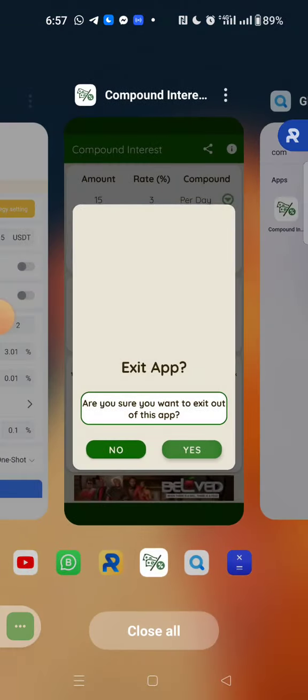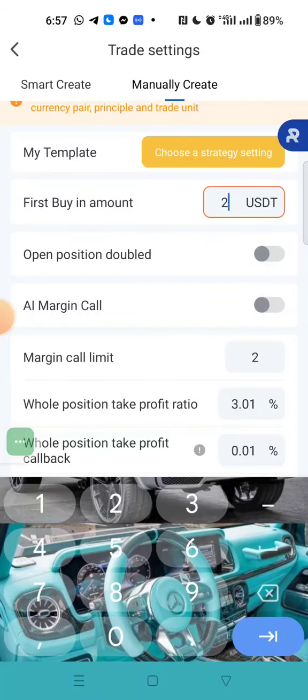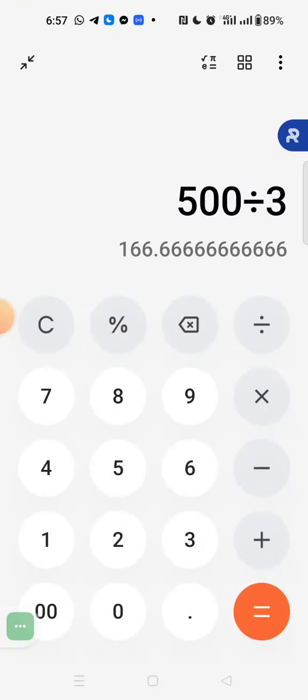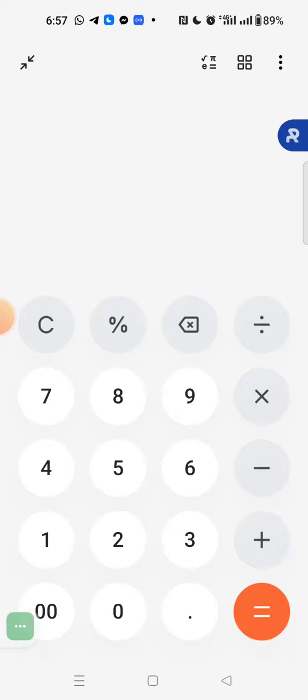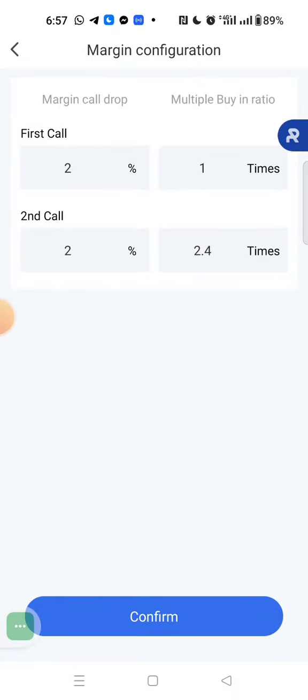Okay, this is now where you say, maybe for me, I want my first buying amount to be 20. You can increase it a little bit, because now you have more capital. You say my first buying amount will be 20. Now you say, how many margin calls with my 20? Then maybe you say you want to open 2 margin calls. The same thing, 2, 2.